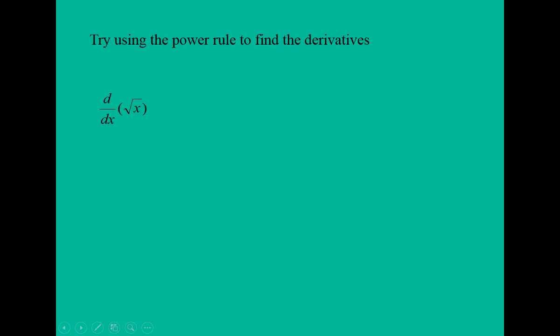How would we rewrite this in order to use the power rule? Well, we know the square root of x can be rewritten as x to the 1/2. Therefore, bring down the power in front, 1/2, and subtract 1 from 1/2, and we get x to the negative 1/2. And then we rewrite it with a positive exponent and then change it back into square root form.